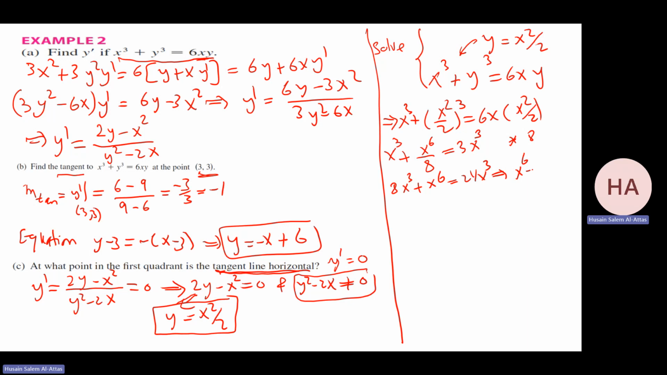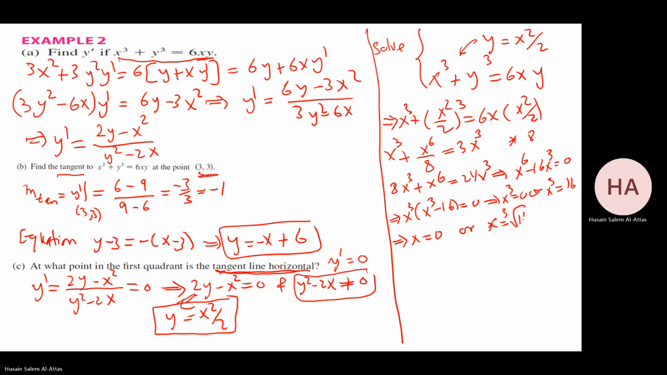Like this, the other side, minus 16x cubed is equal to 0. Take x cubed as a common factor. I have x cubed minus 16 equals 0. So you have either x cubed equals 0 or x cubed equals 16. So that means x equals 0 or x will be the cube root of 16, which is 8 times 2. That will be 2 cube root of 2.